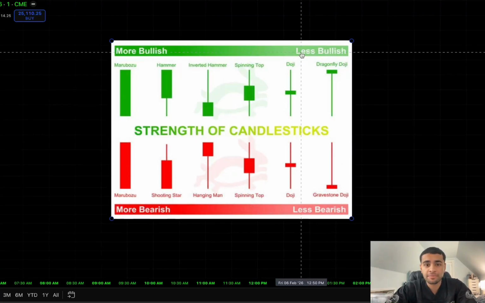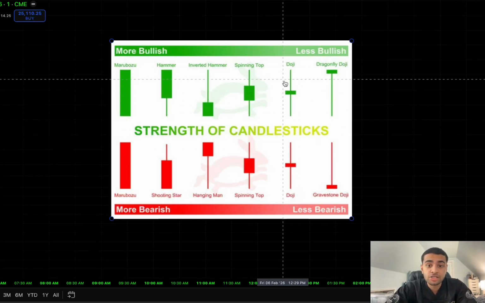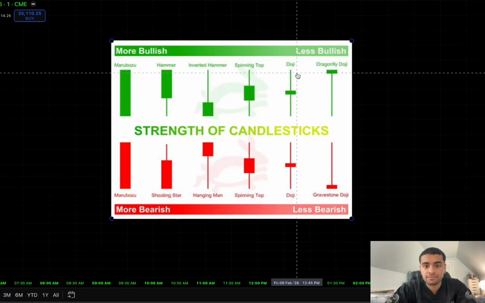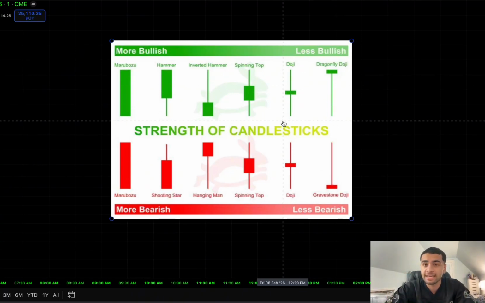I also want you guys to pay attention to the doji candle. It's basically telling you that there's indecision in the market. When it isn't so much one way or the other way and it's just completely balanced, it just means that buyers and sellers are the same. So it's an indecision candle.